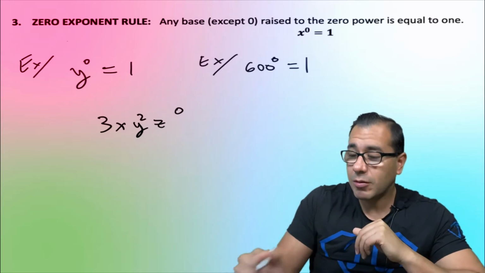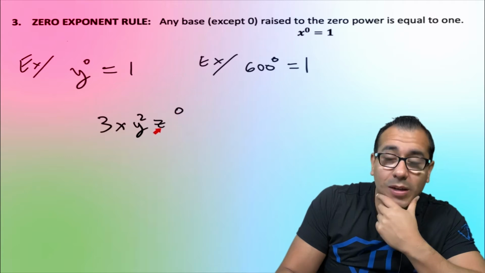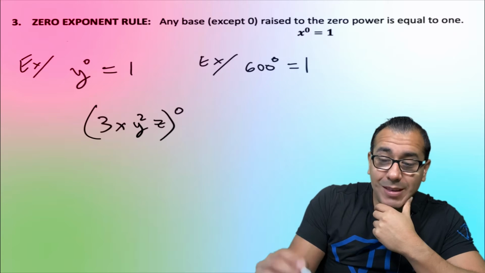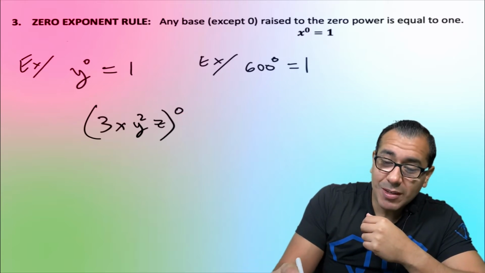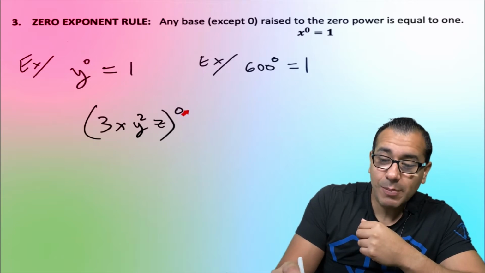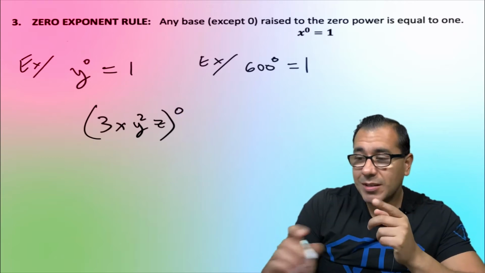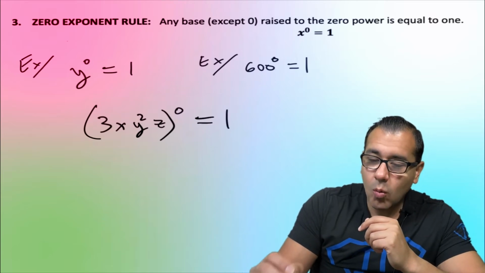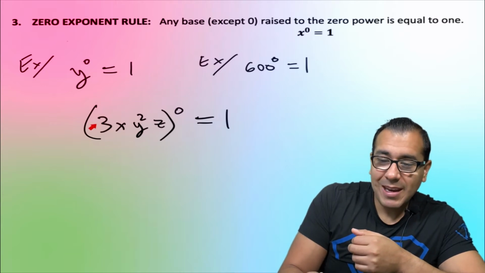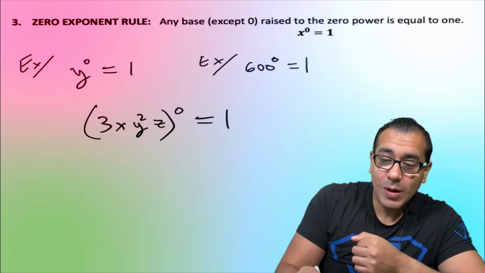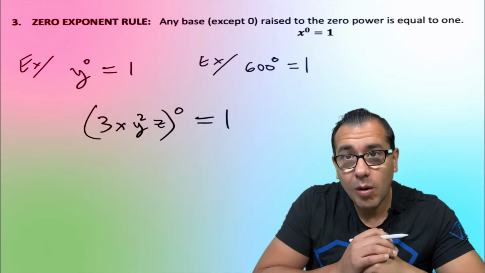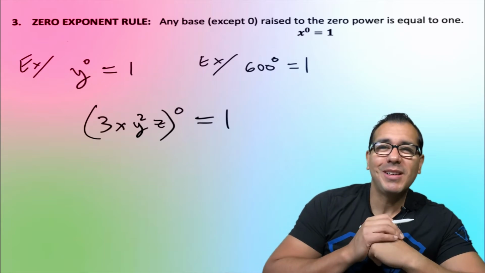Right now, this exponent only belongs to the z. But if everything's in parentheses, now this exponent of 0 belongs to everything. So this is what I'm raising to the power of 0. And we just said anything raised to the power of 0 is 1. So even though this might look pretty crazy, once you raise everything to the power of 0, our rule says it's just 1. It's that easy, folks. Follow me to the next example.